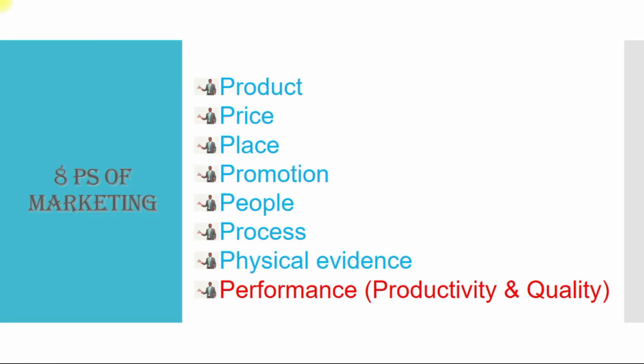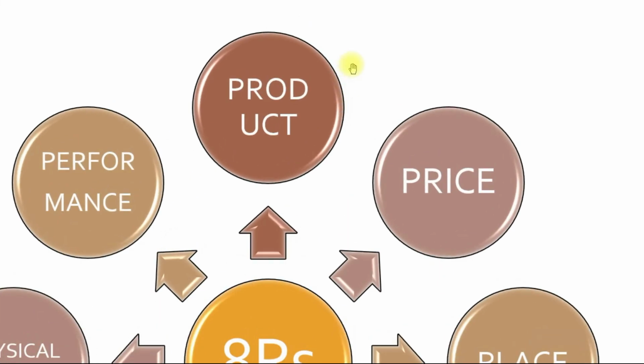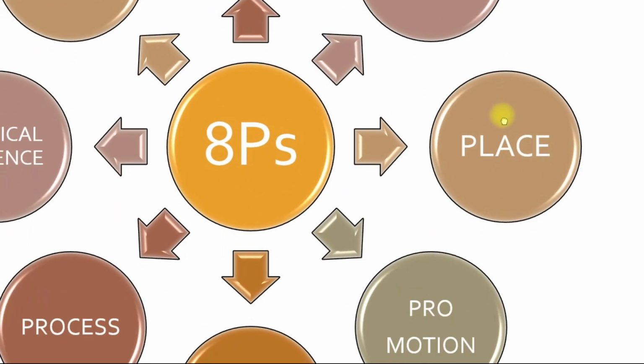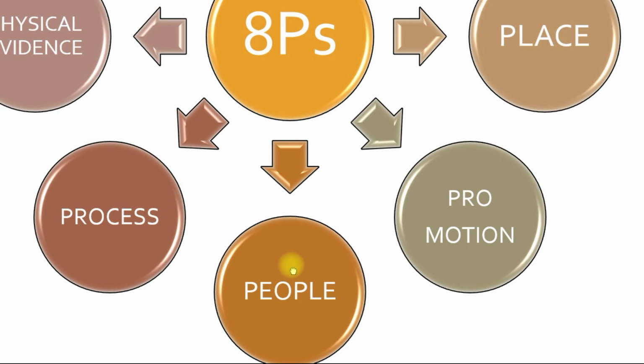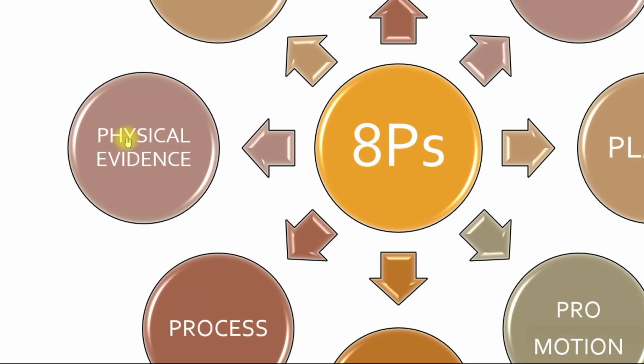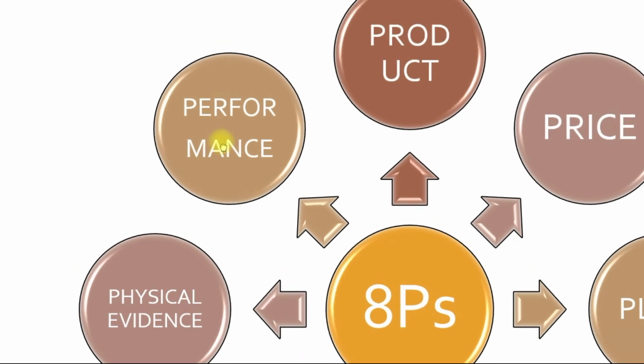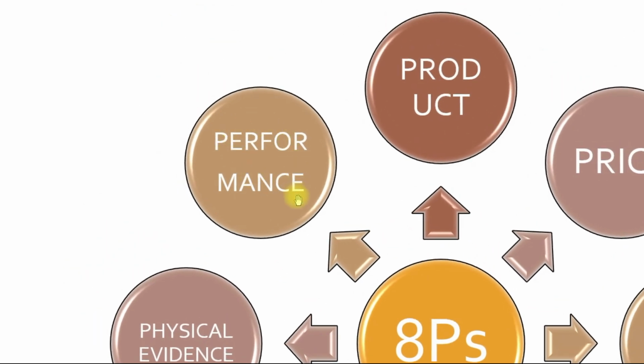8 P's of marketing. The first 4 P's, product, price, place, and promotion, and the next 3 P's, people, process, and physical evidence. Now they have added the 8th P, that is the performance, that includes productivity and quality. Product, price, place, promotion, people, process, physical evidence. The last and the 8th P is performance.